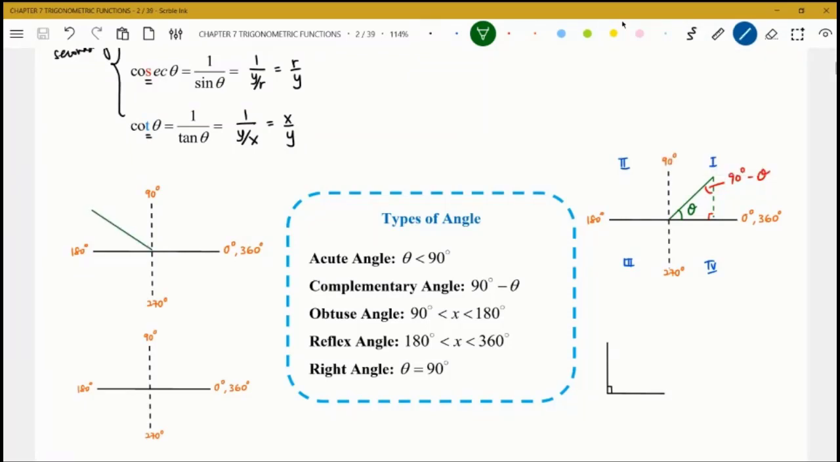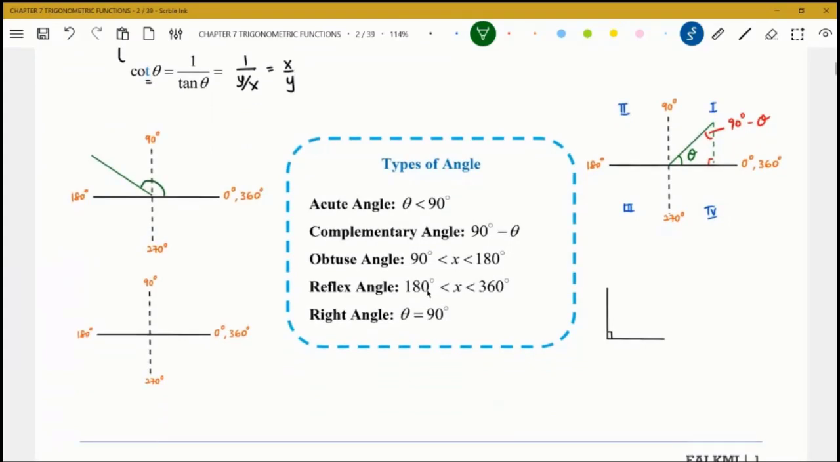On the second quadrant. Okay, that's for the obtuse angle. Dia tak boleh lebih daripada 180, dia tak boleh kurang daripada 90. Okay, for the reflex angle, it should be more than 180 but less than 360.